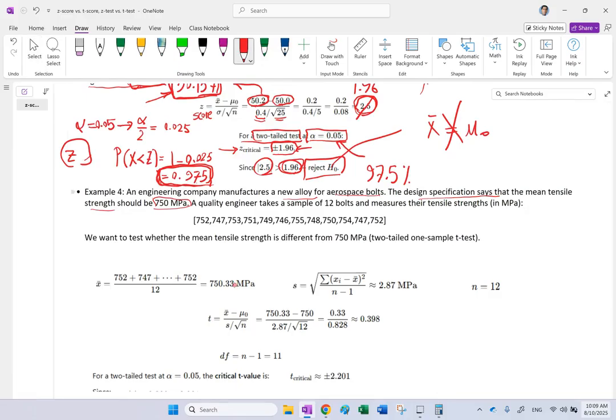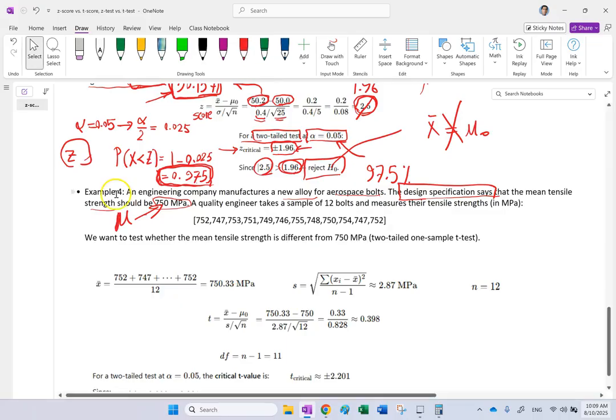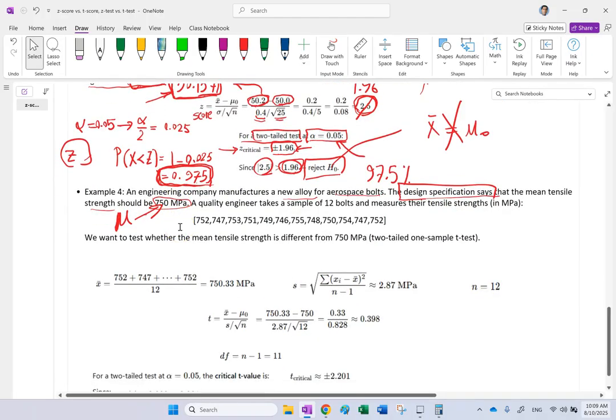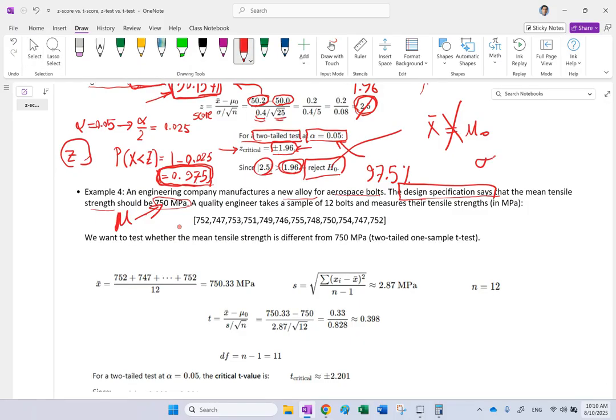Mu, in this case, is the design specification. Mu is what you should be shooting for. So for mu, sometimes you don't need to know all of the data in the population. For sigma, you absolutely do. But for mu, that could be just what you're shooting for. So now the engineer doesn't know sigma. Sigma is unknown, so all I can rely on is the s from the sample.